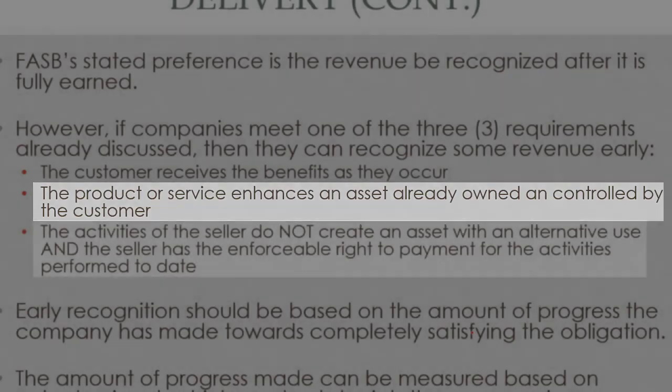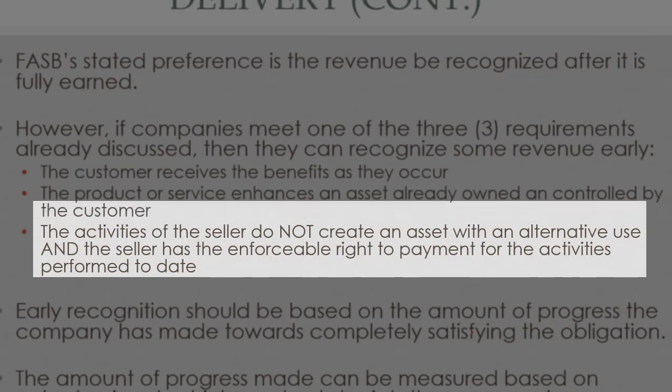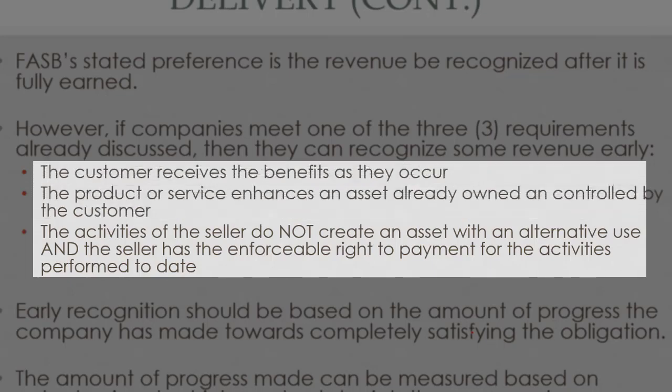The last option is if I'm creating an asset that's unique, that can only be sold to my buyer, I can recognize the revenue early, assuming that they have to pay me for whatever piece I get done. So if any of those 3 rules fall into place, then I have the option of recognizing the revenue early. I don't have to. Please remember, you can always wait till the end if you prefer, because that's FASB's preference.